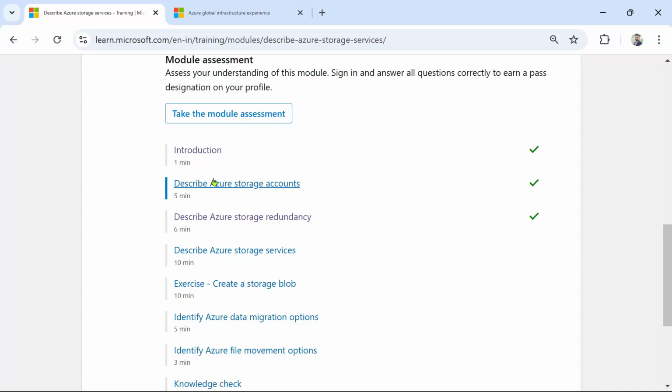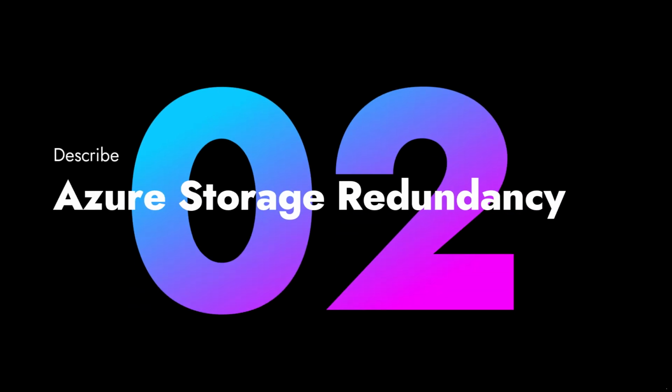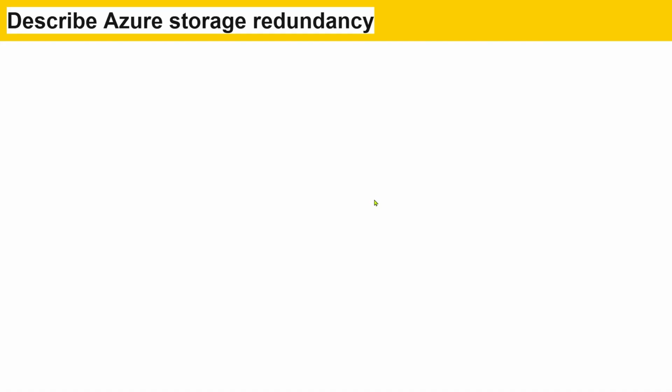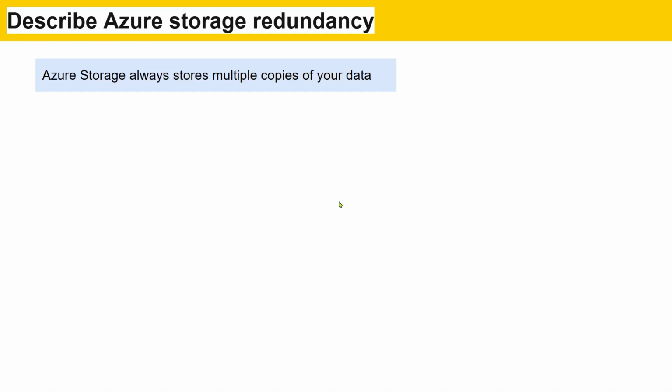After having a good understanding of Azure storage accounts, now we would move on to our next chapter, Describe Azure Storage Redundancy, to learn things in detail. Now, when you hear the word redundancy, what comes to your mind? Azure Storage always stores multiple copies of your data. Azure Storage Redundancy means it is storing multiple copies of your data.